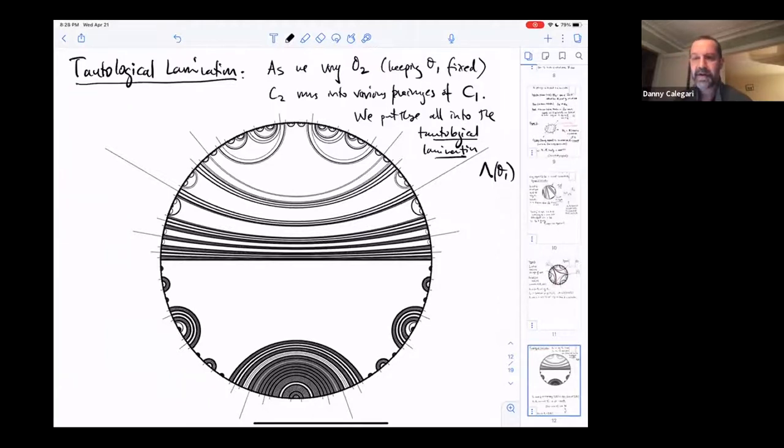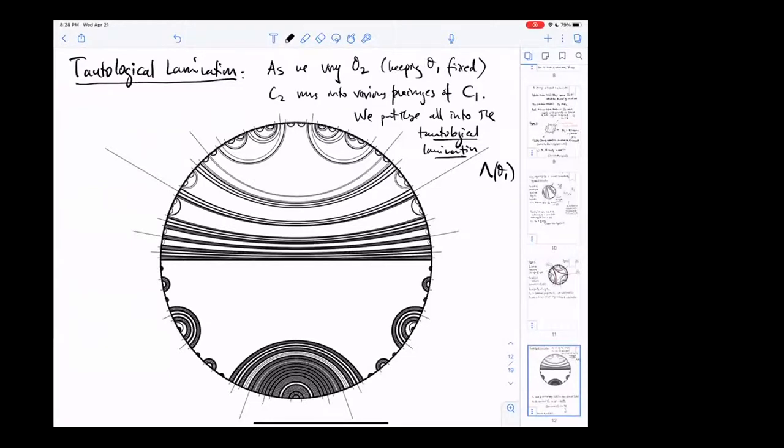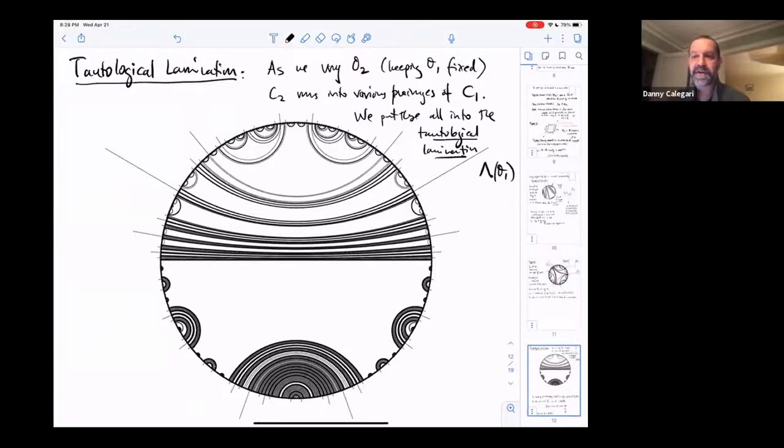We fix that critical leaf, and then we move the other critical leaf around. And we don't worry about the fact that motion in the space, the shift locus, is discontinuous. We just act as though things are continuous. We just move the leaf C2 around to whatever location it is. And as we move it around, the location of the pre-critical leaves of the leaf C1 varies in some quite chaotic, interesting combinatorial way. And then the way that we get the tautological lamination is as follows.